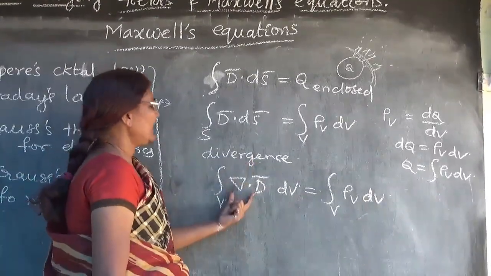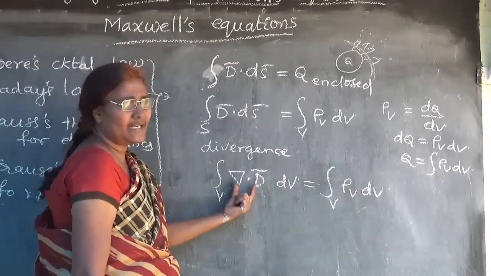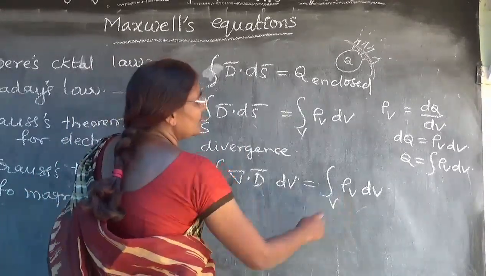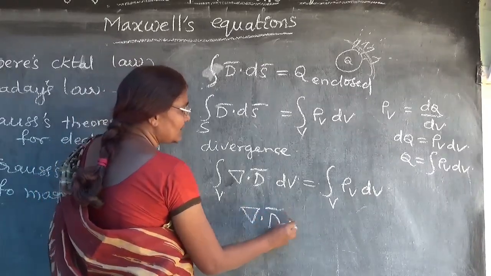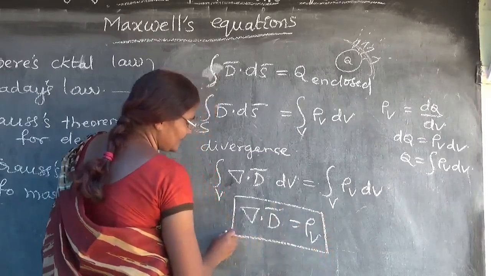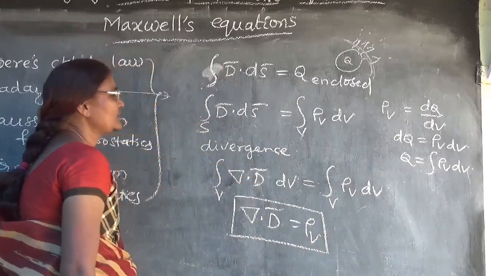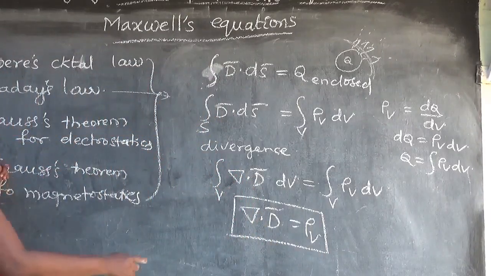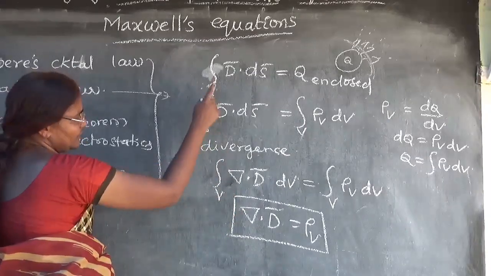So by using the divergence theorem, D bar dot dS bar will become del dot D bar dv, which equals rho v dv. By comparing these two, del dot D bar is equal to rho v, which is Maxwell's third equation in point form. It is in point form; the earlier one is in integral form.